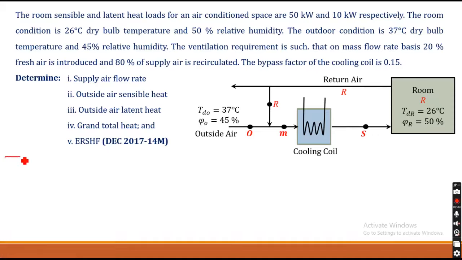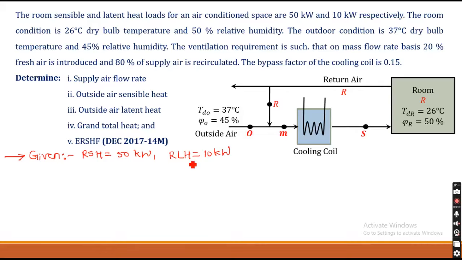Given. What is given? The very first data given is room sensible heat and room latent heat. Room sensible heat is given as 50 kilowatt. Room latent heat is also given as 10 kilowatt.